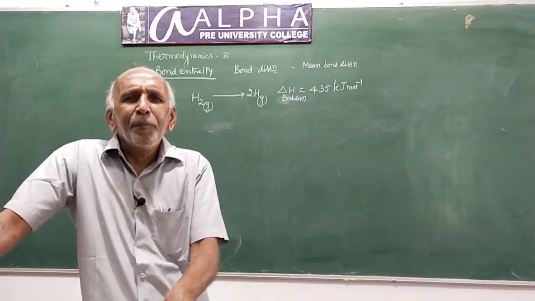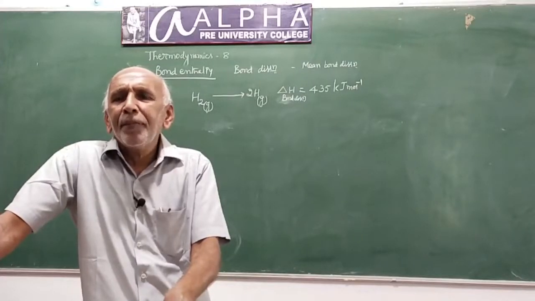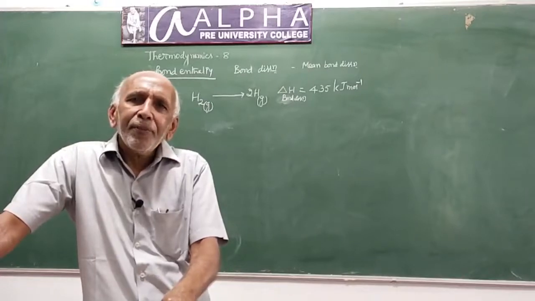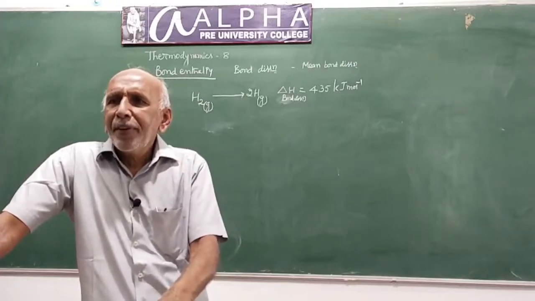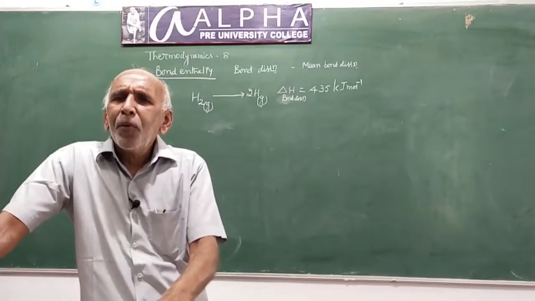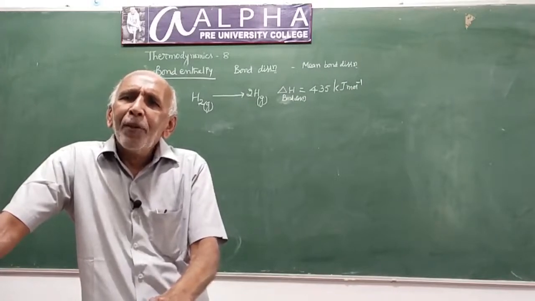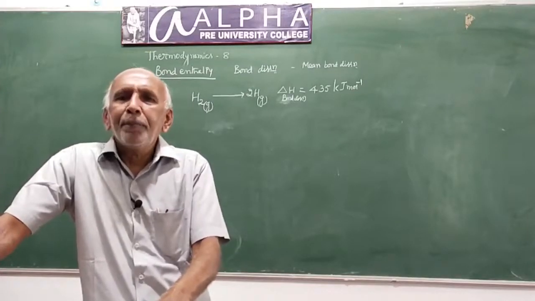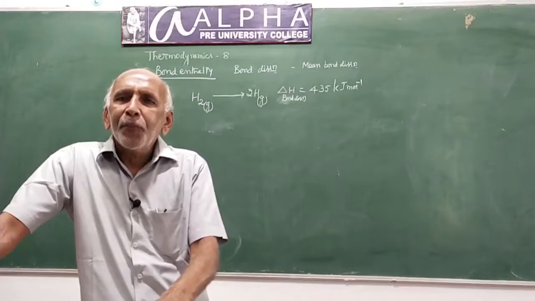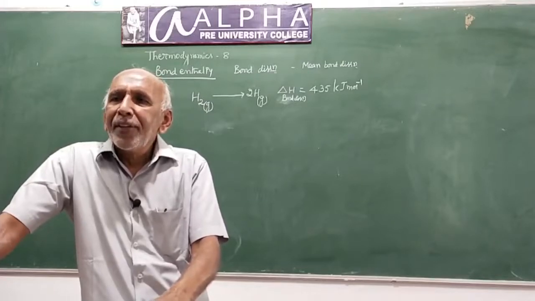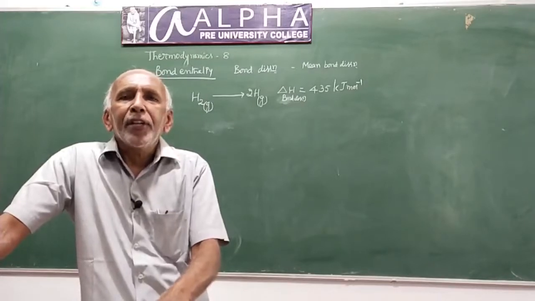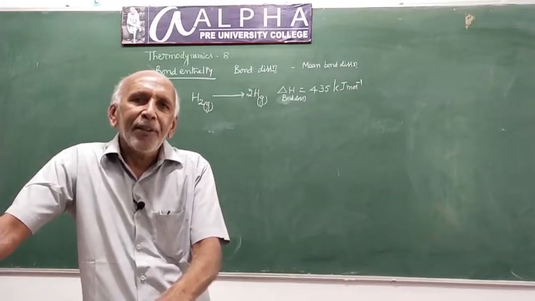So this bond dissociation enthalpy normally holds good for diatomic molecules, or one can say homo molecules. Homo means same type of atoms combined again. H2, Cl2, Br2, N2, in these, the dissociation enthalpy can be taken as bond dissociation enthalpy.